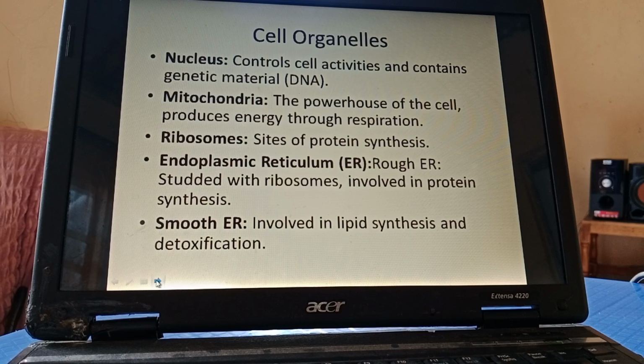You have ribosomes, sites of protein synthesis. Endoplasmic reticulum, where you have rough endoplasmic reticulum, which is studded with ribosomes and involved in protein synthesis. And then you have smooth endoplasmic reticulum involved in lipid synthesis and detoxification.